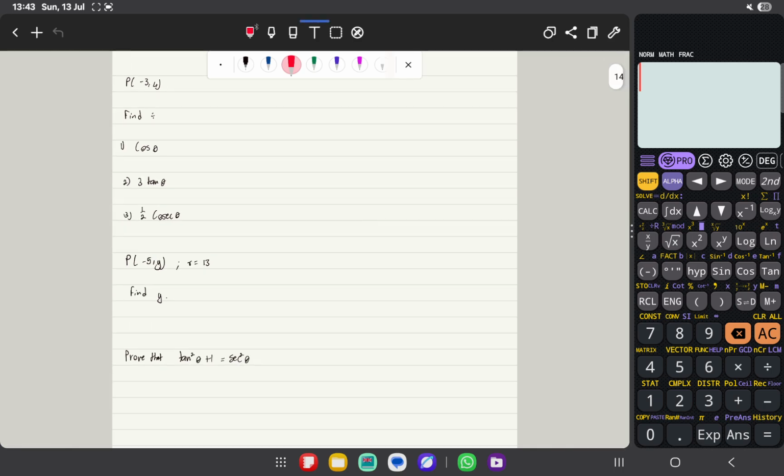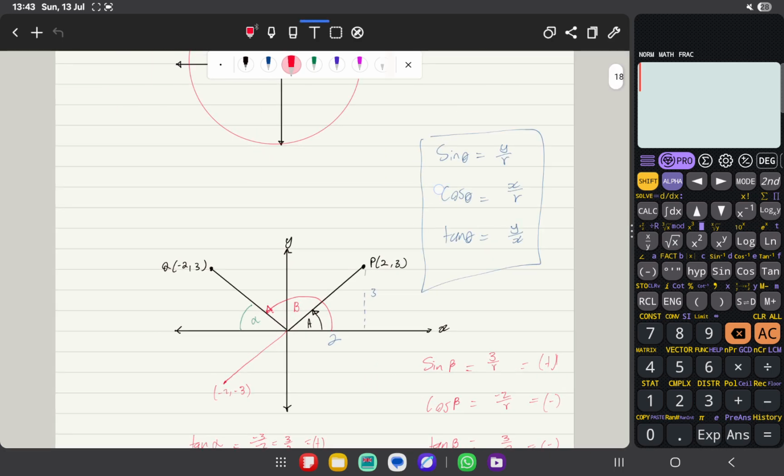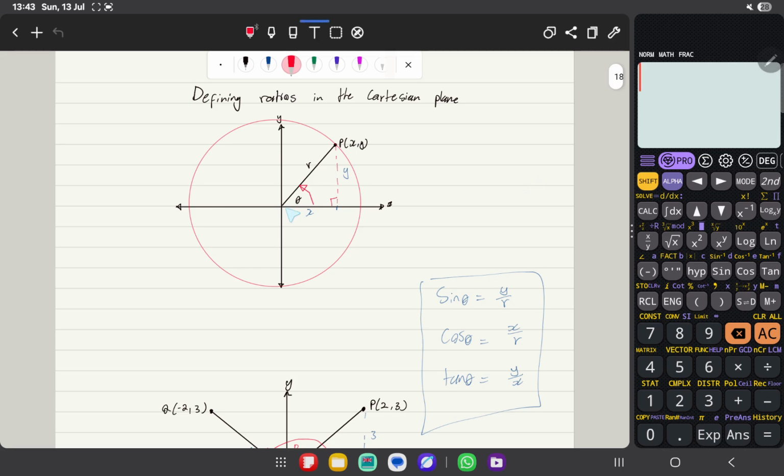Oh, something I didn't talk about. Let me go back. So I did say this is the radius, right? And the radius, how it is calculated, we're going to use Pythagoras' theorem based on the triangle we have formed. And the Pythagoras theorem will say x squared plus y squared equals r squared. And this is how you find your r. Cool.